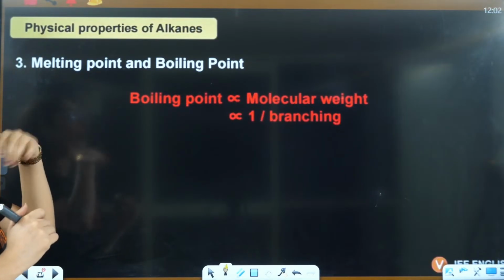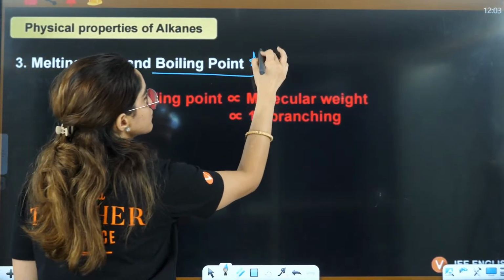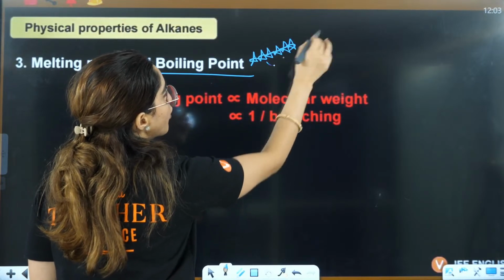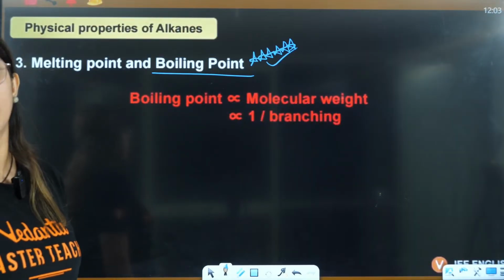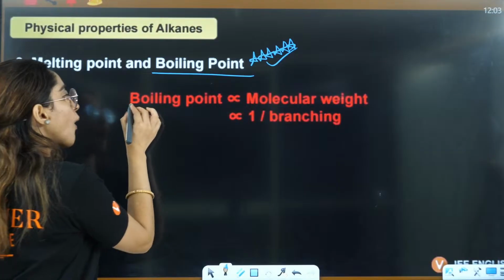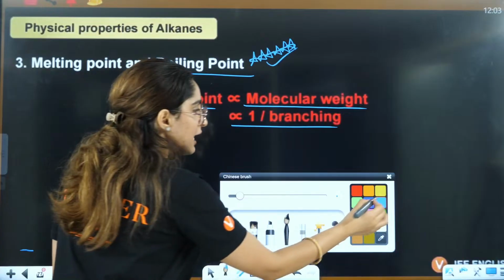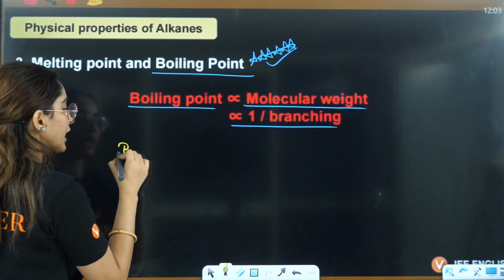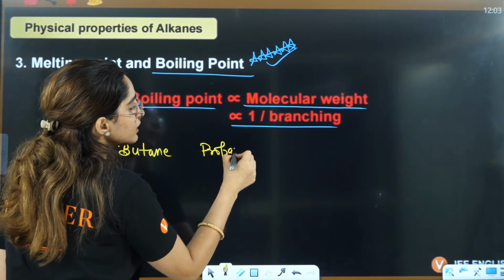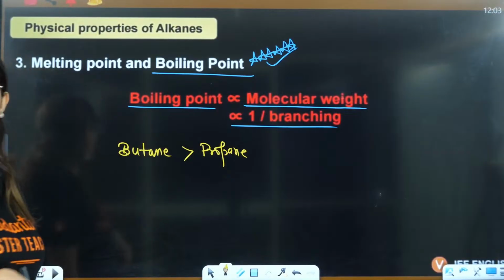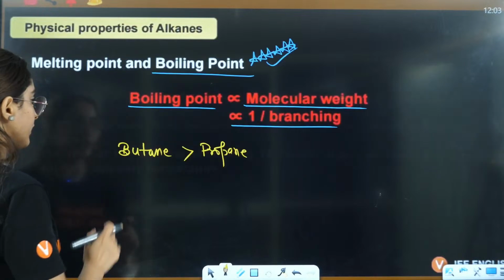Then next is boiling point. Now let's talk about the boiling point, guys. This is one of the most important physical properties. Boiling point and solubility are very important for every single functional group that we'll talk about. Boiling point is directly proportional to molecular weight and inversely to branching. That means butane is more than propane. The more the number of carbons, the more the boiling point. But when I talk about 1 degree, 2 degree, 3 degree, wait a minute.